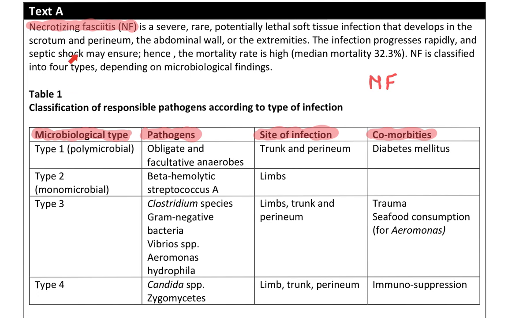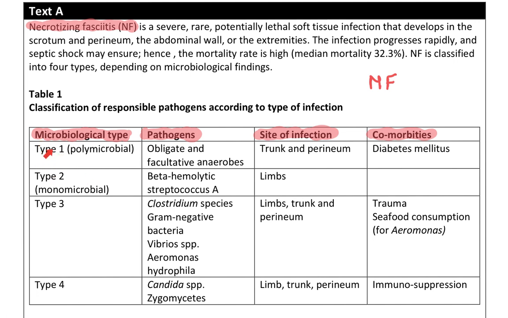Okay guys, so our first text A, we know that it is about NF, necrotizing fasciitis, and we know it is a severe, rare, potentially lethal soft tissue infection. The next sentence, the infection progresses rapidly. So we are talking about an infection, okay? NF is an infection. And we have some key features over here.